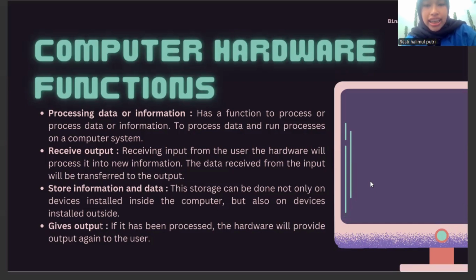Storing information and data: this storage can be done not only by devices installed inside the computer, but also by devices installed outside. Give output: when it has been processed, the hardware will give output to the user. All outputs can be seen by the user, displayed on special hardware.